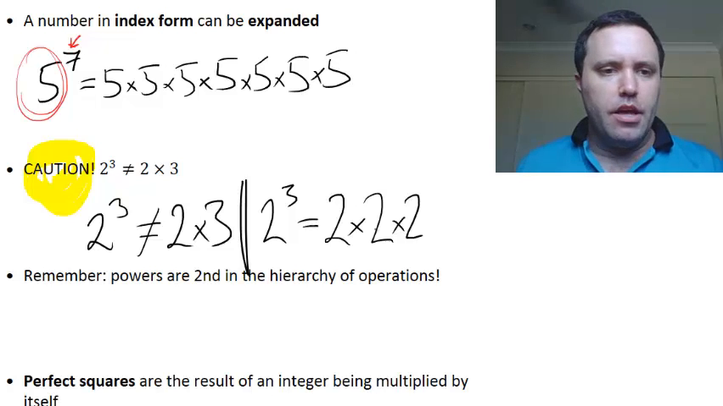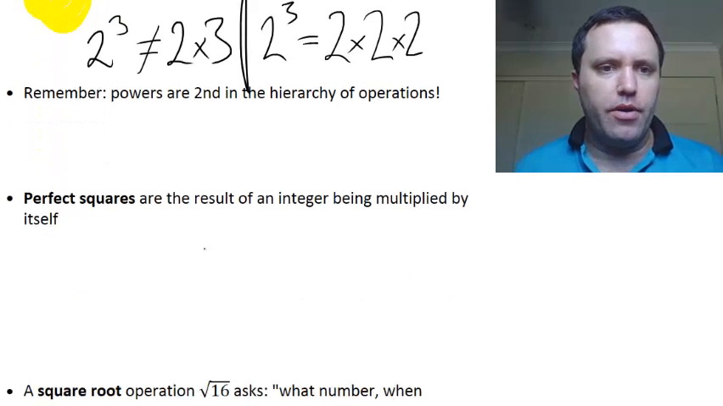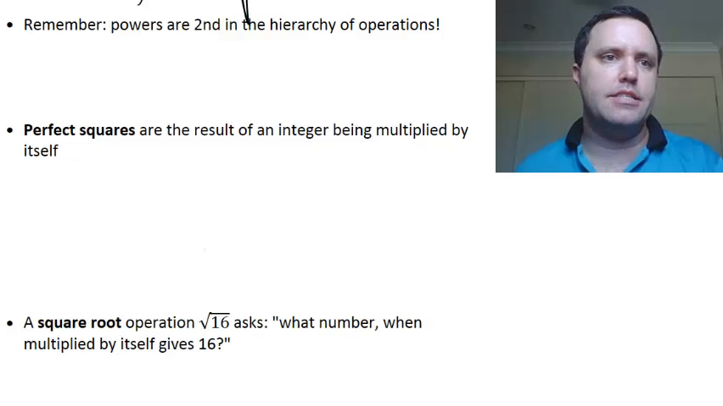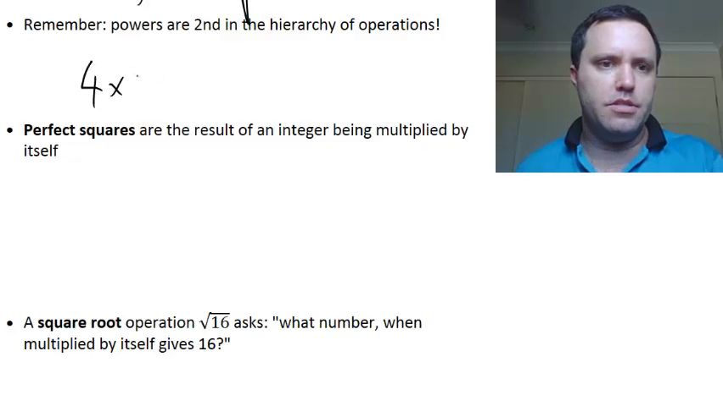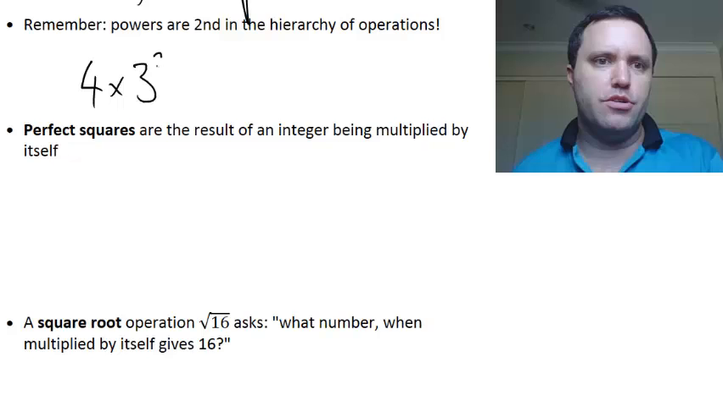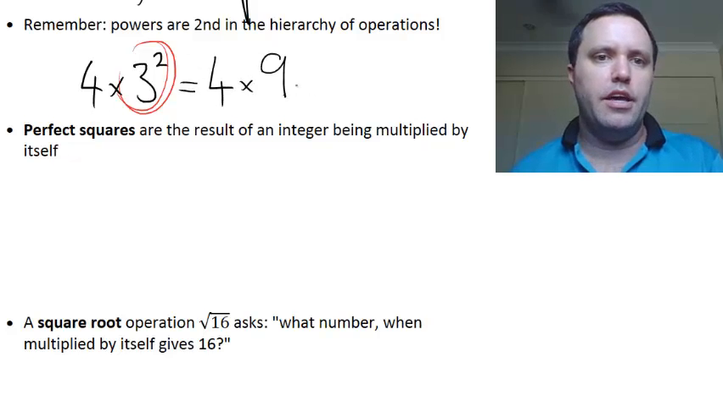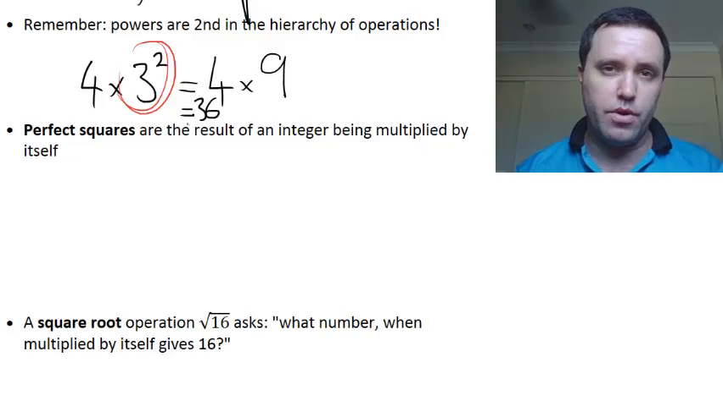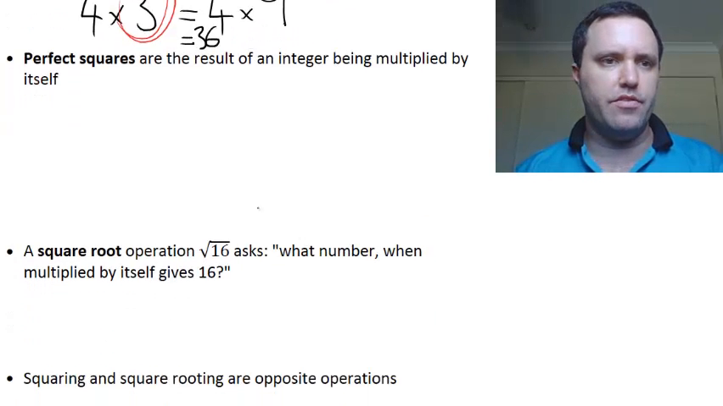Okay, right. Now remember, in our hierarchy of operations, powers are second. So if you have something like 4 times 3 squared, you have to do this part here first, the 3 squared. So 3 squared is 9, and 4 times 9 is 36. Okay, so that's where they are in the hierarchy of operations from the last video.